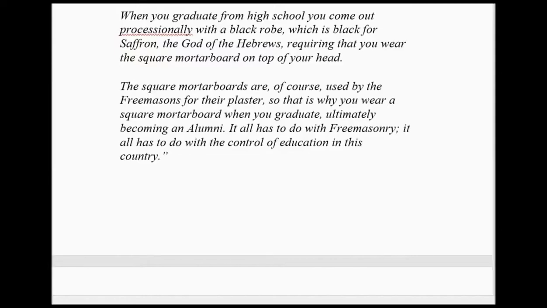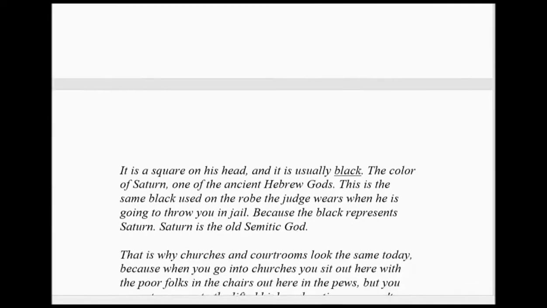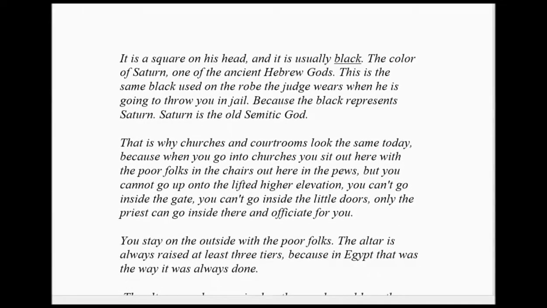The square mortarboards are, of course, used by the Freemasons for their plaster, so that is why you wear a square mortarboard when you graduate, ultimately becoming an alumni. It all has to do with Freemasonry. It all has to do with control of the education in this country. Freemasonry is owned by the Jesuits. He doesn't go into that. Jordan Maxwell doesn't go into the Jesuits, or only recently has.